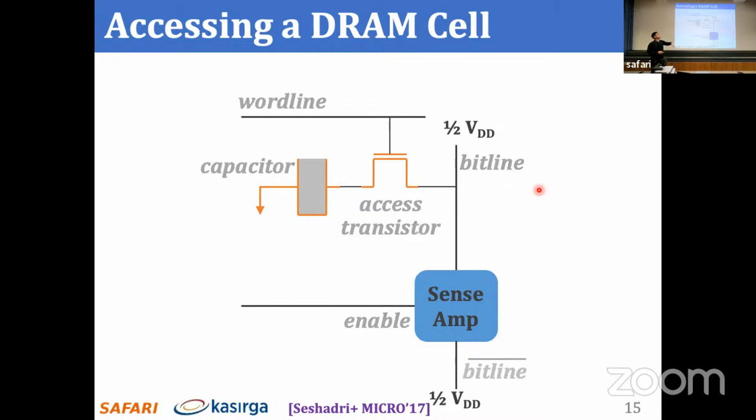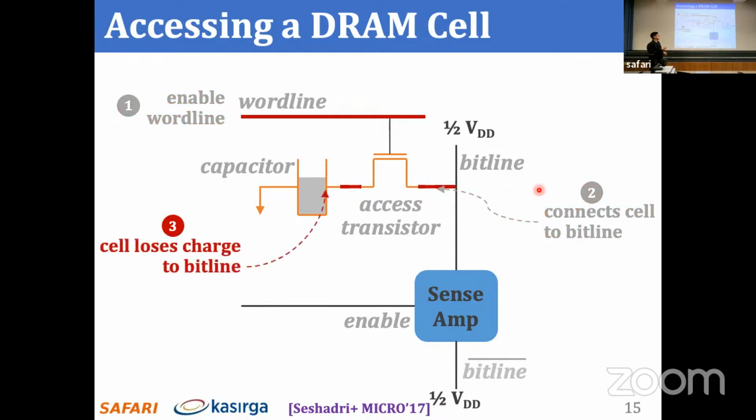Okay, so this is a timeline of events that happen when we want to access the cell. So initially, the bit line is pre-charged to half VDD. And first we enable the word line to connect the cell to the bit line. And then the cell will start to lose its charge towards the bit line because the bit line has a lower voltage level than the cell. In this example, the cell started with a VDD voltage level. And then there will be a deviation in the bit line voltage towards VDD because it was half VDD. Now it's going towards VDD.